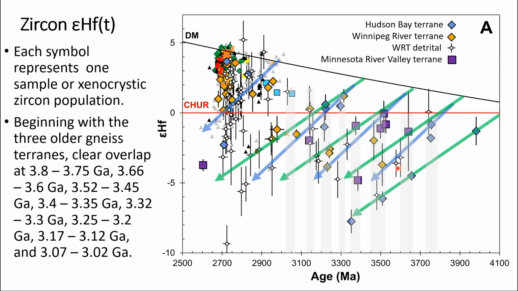So in the epsilon hafnium plot here, each sample represents a weighted average of a zircon population, either a xenocrystic population or a main igneous population. And beginning with the three older gneiss strains, there's clear overlap, as I've already mentioned, and highlighted by these gray bars.